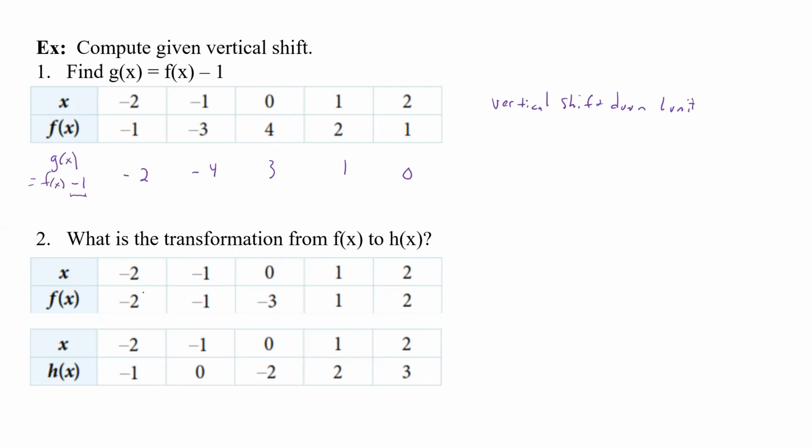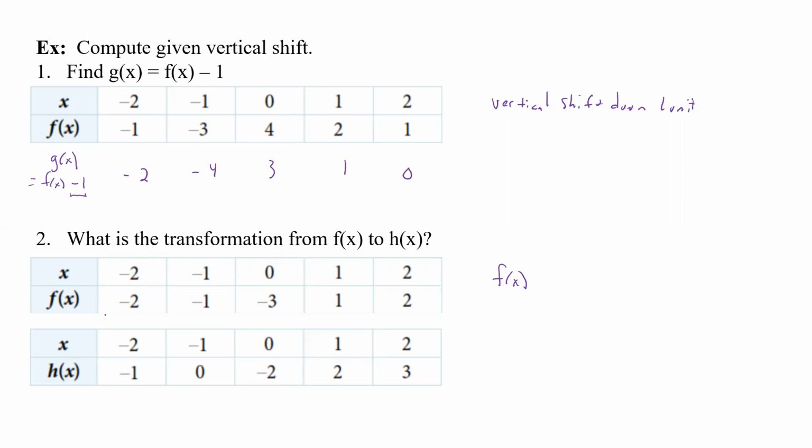Now, the next time, we're going from some function f of x to some h of x, and we want to know what is the transformation from f of x to h of x. So we're going to start with basically our function f of x. And what are we doing? Are we going to add or are we going to subtract something? Because here we're only looking at vertical shifts.